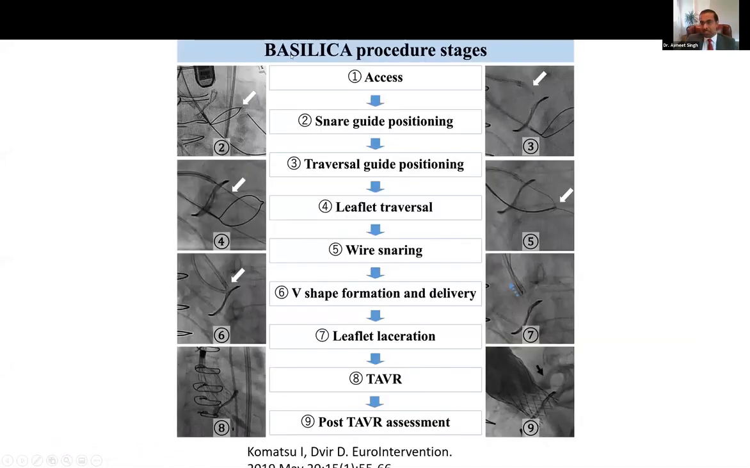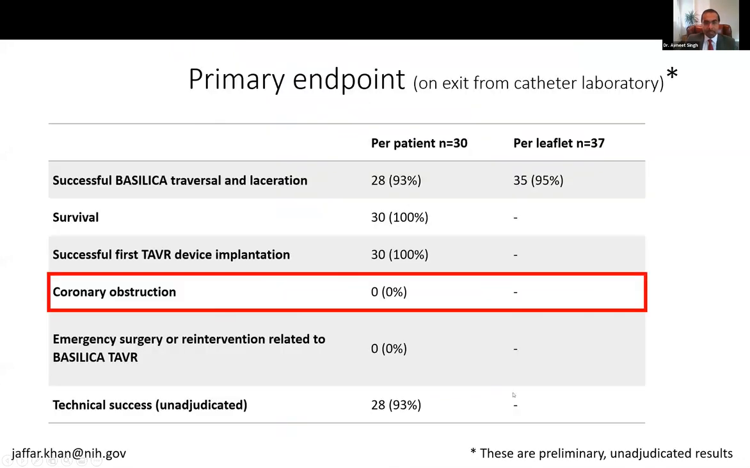So just to recap on the steps involved. You get your access in the LVOT, you put the snare there, and then you're going to traverse the leaflet using the Asahi 20-gram tip wire. You put it in and then the wire is snared, externalized. You create a flying V, deliver the flying V into the body, and then electrify it and lacerate the valve leaflet, and then deploy your TAVR valve.